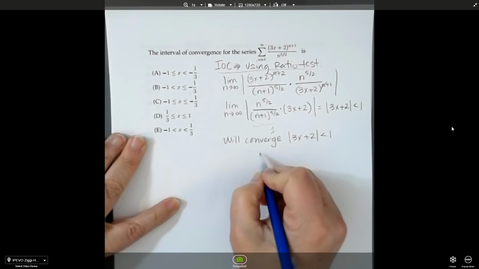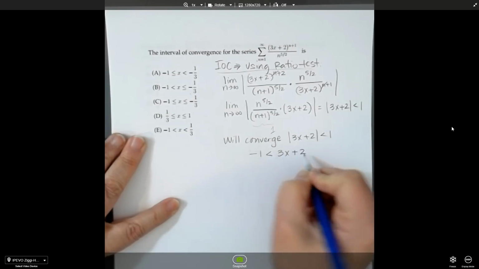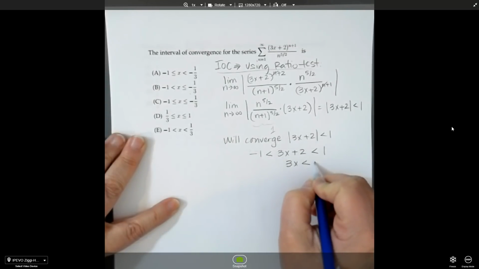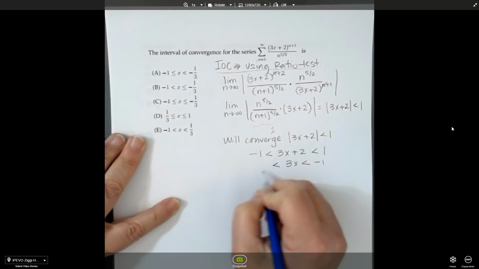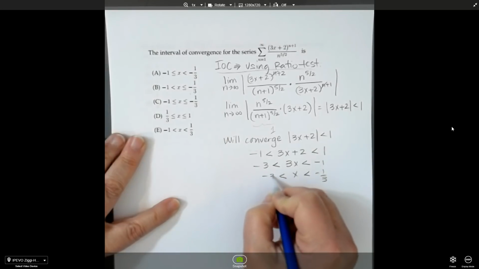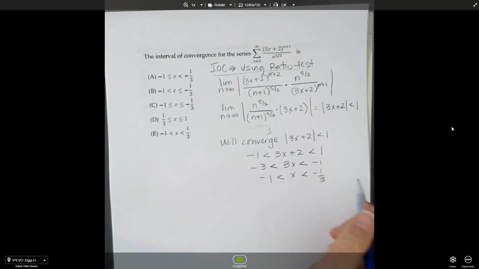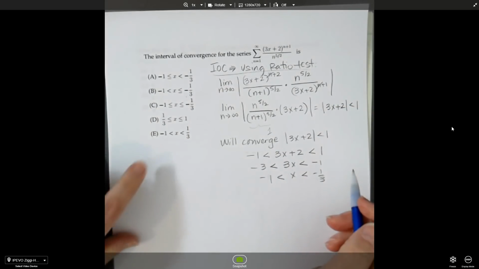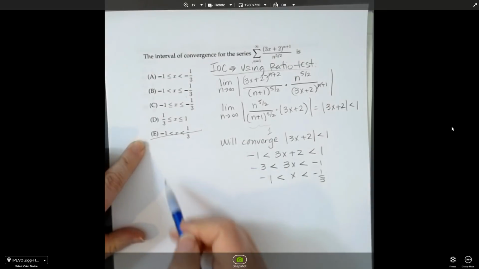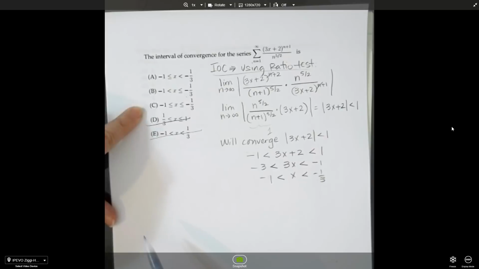All right, so this will converge when this expression, 3x plus 2, lies between negative 1 and 1. Solving, we're going to subtract 2, so this will be negative 1 over here, and then this will be negative 3. Dividing by 3, I get negative 1/3 is less than, that's 1 on this side. Now, I'm going to notice right away, can I eliminate 2 of the choices? Well, because I need negative 1 on the left and 1/3 on the right, I can eliminate that one because that's a no-go. And I can eliminate this one because that's a no-go. And I have to worry about A, B, and C now.